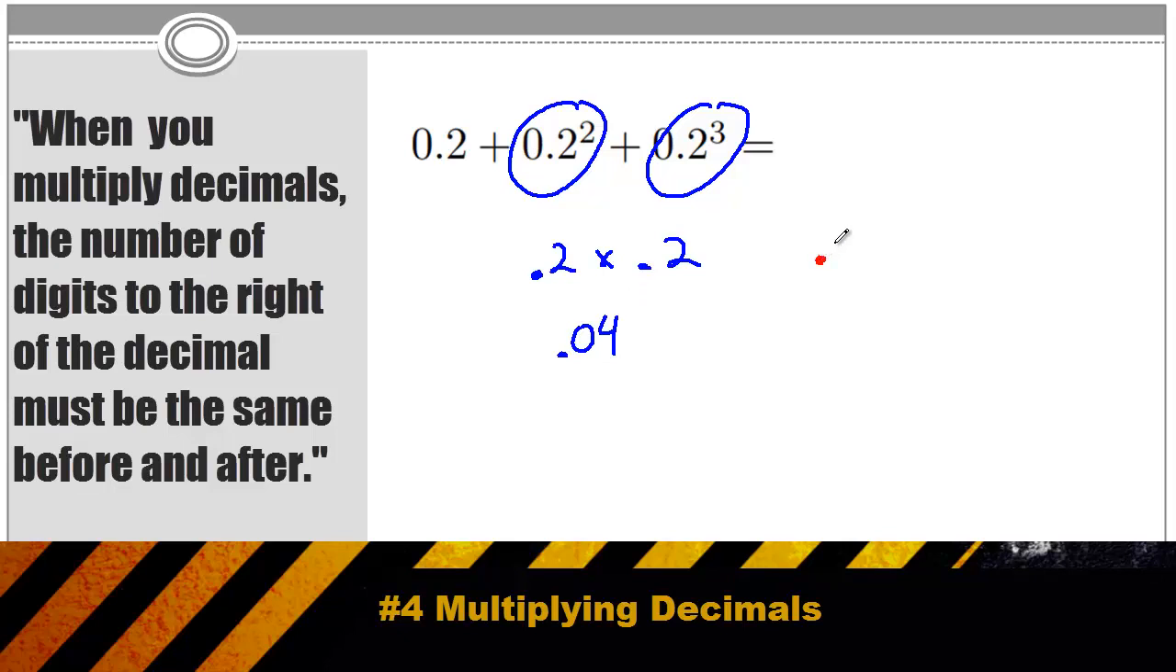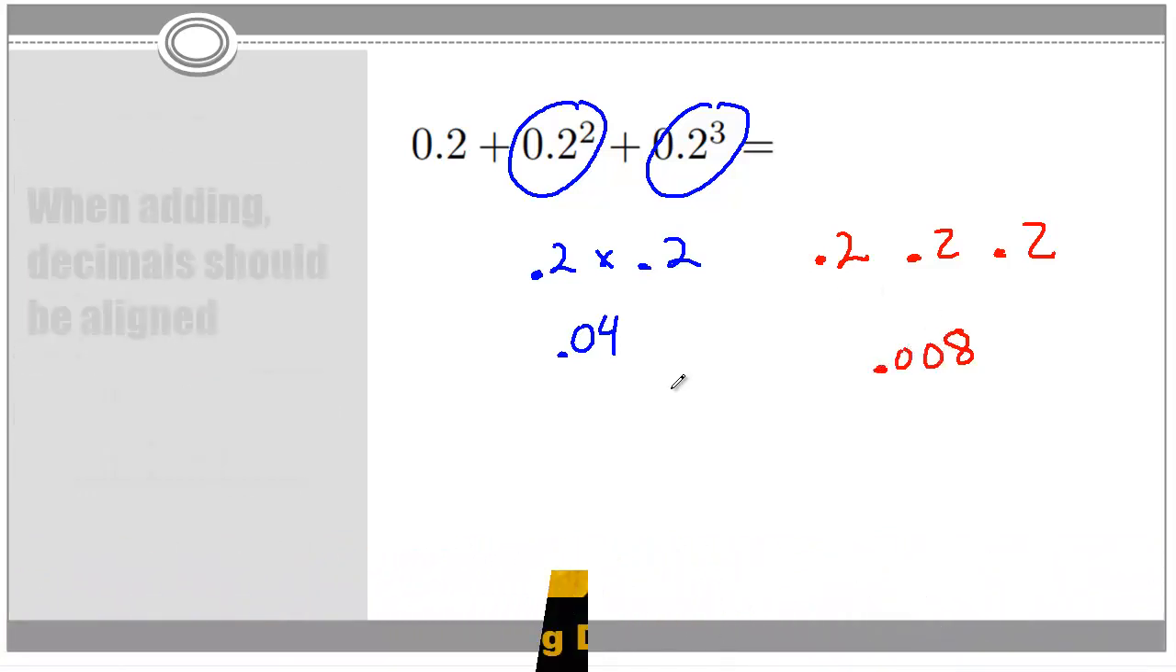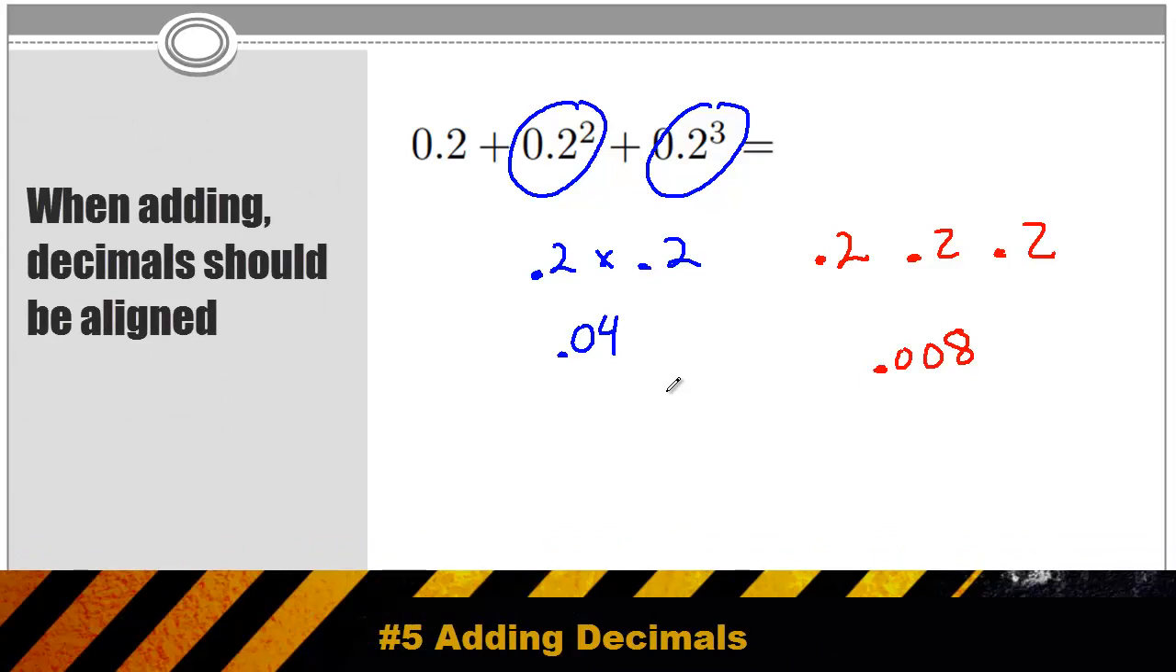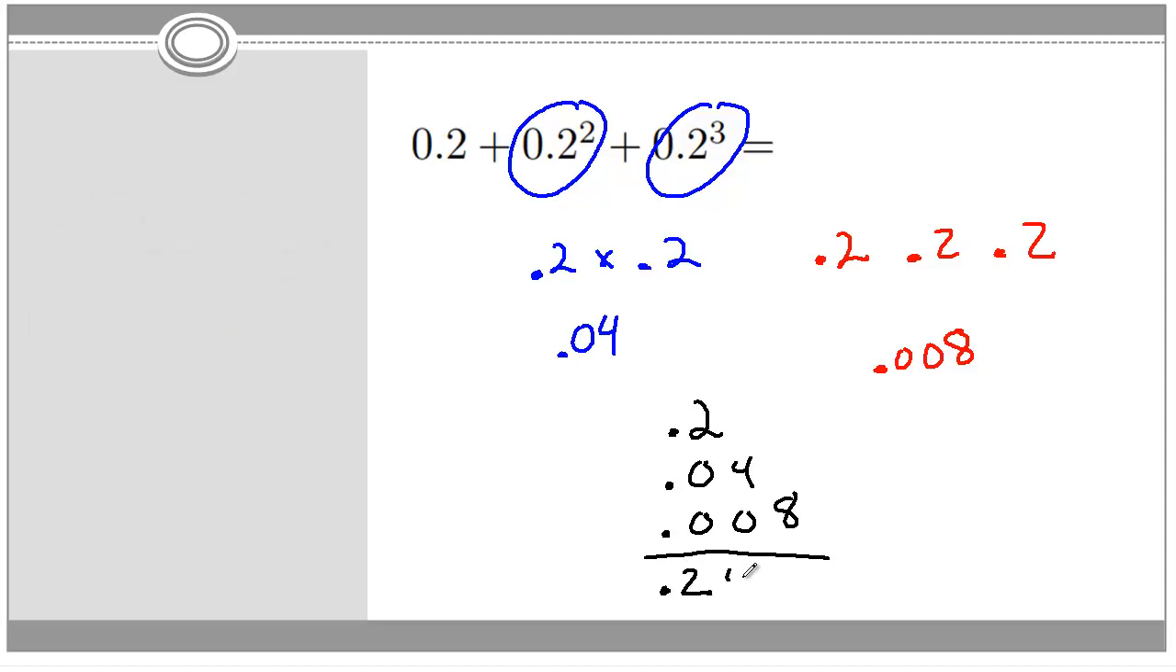And likewise with 0.2 cubed. 0.2 cubed is the same thing as 0.2 times 0.2 times 0.2. I know 2 times 2 times 2 is 8, but in this case, I have to make sure I have 3 digits to the right of my decimal. So my answer is 0.008. Now, when I add all these numbers, I simply make sure my decimals are all aligned. So I write my first number as 0.2, my second number as 0.04, and my third number is 0.008. And then I just add straight down. In this case, the math looks quite easy, so I get 0.248.